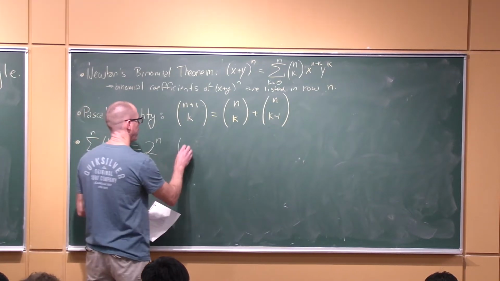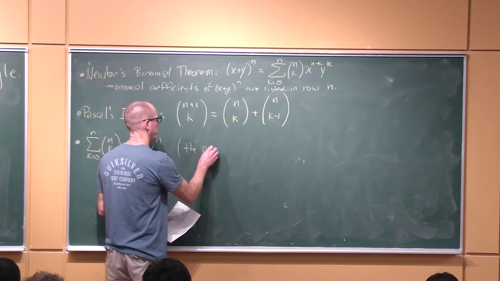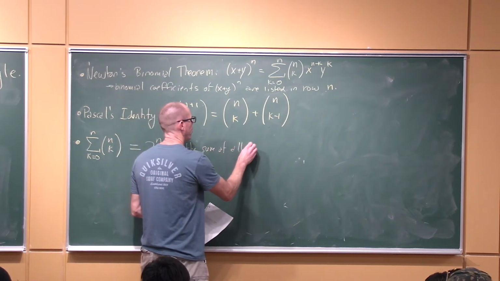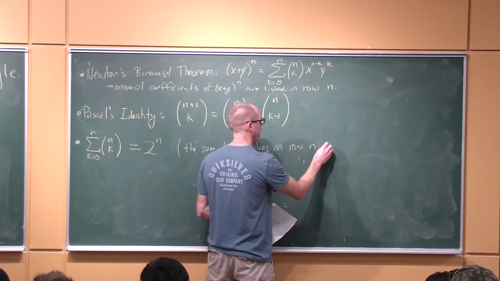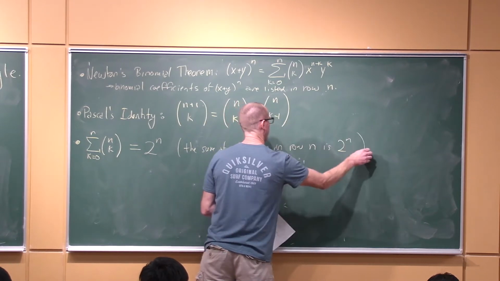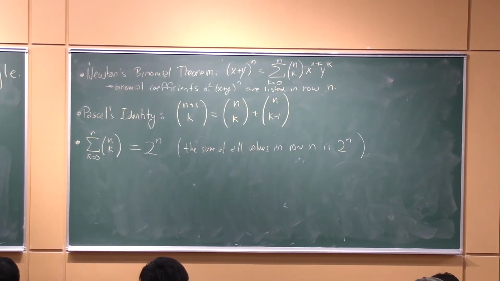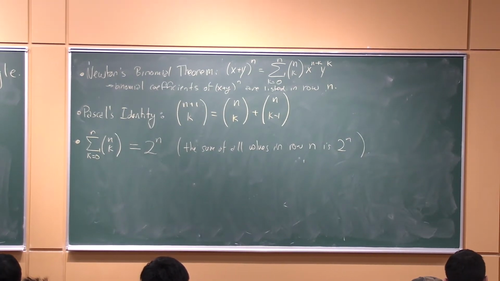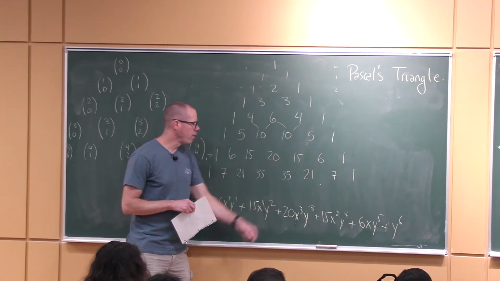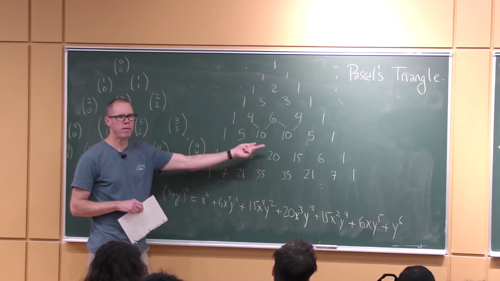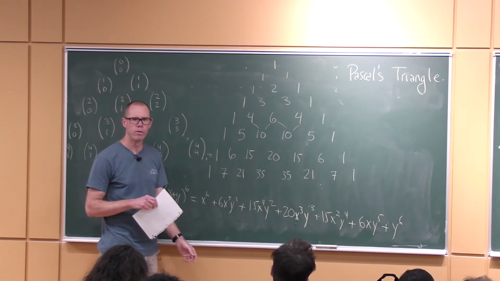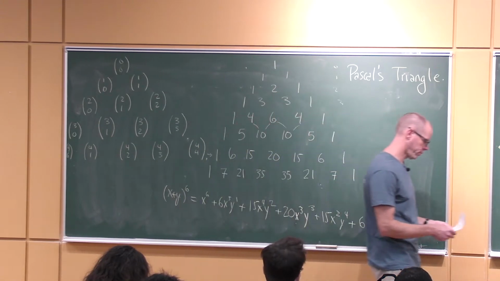So what does this say? This just says the sum of all values in row n is 2^n. That's the Pascal version of this. And again, it's a really strange thing that you wouldn't expect by looking at it, because I don't see nice even numbers here or powers of 2 or anything, but you add up a row and you get a power of 2.